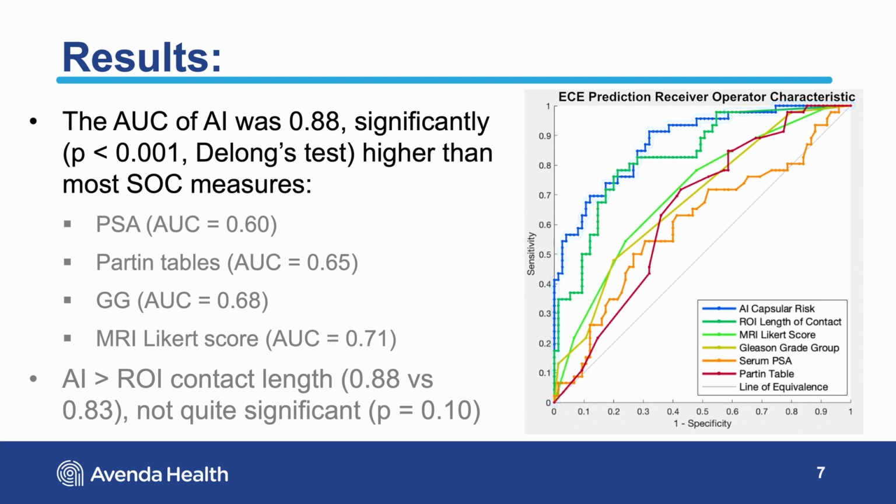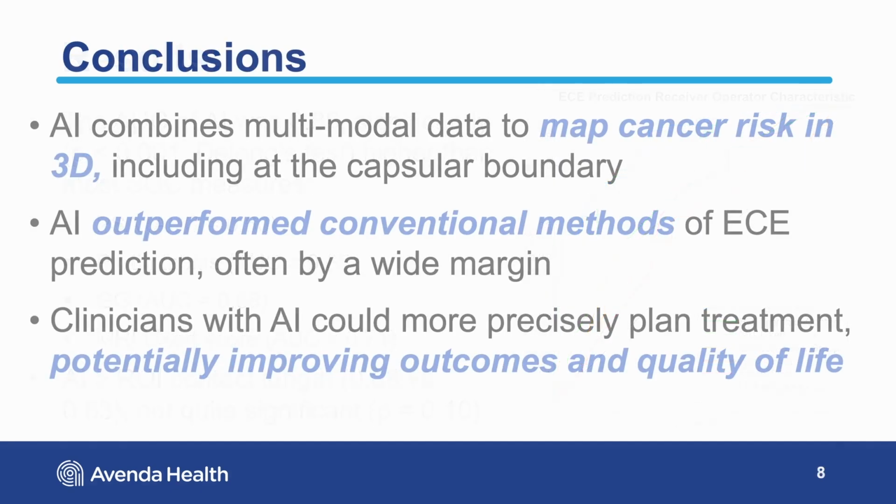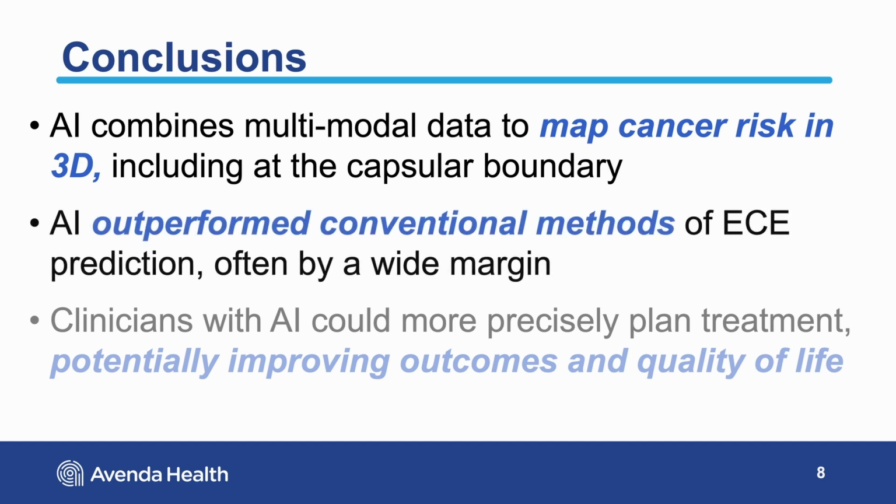AI, shown in blue, had an AUC of 0.88, significantly outperforming PSA, Partin tables, Gleason grade group, and MRI Likert scores. AI also outperformed ROI capsular contact length, though the difference was not significant. In conclusion, AI was shown to accurately map cancer risk at the capsular boundary. Based on these cancer maps, AI performed significantly better than most conventional methods of ECE detection. With such an AI-based tool, clinicians could more precisely plan treatment, potentially improving outcomes and quality of life.